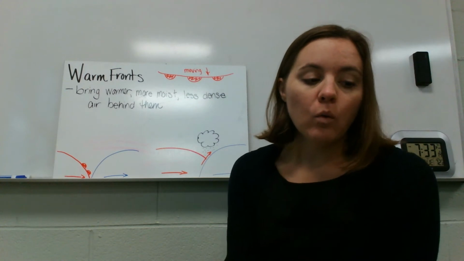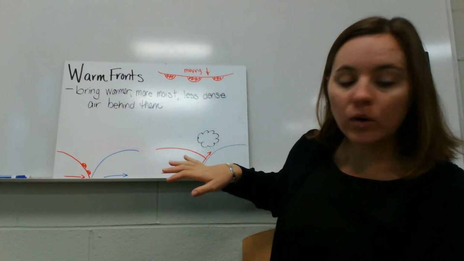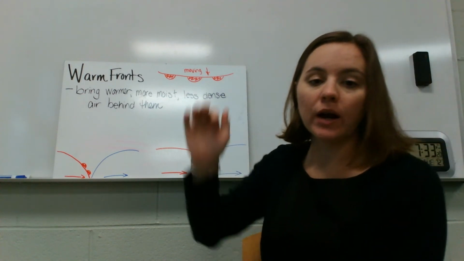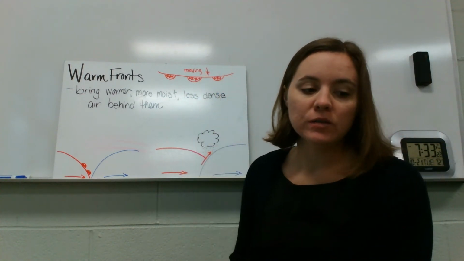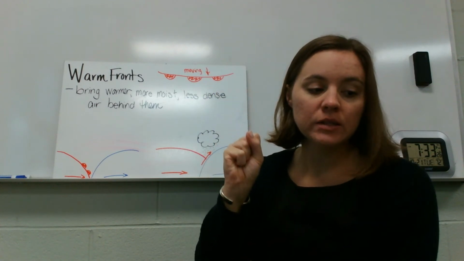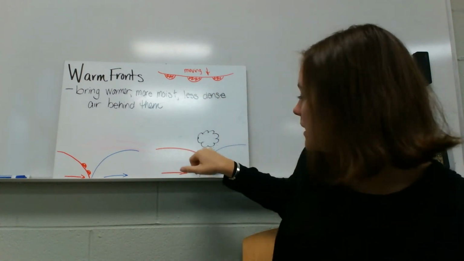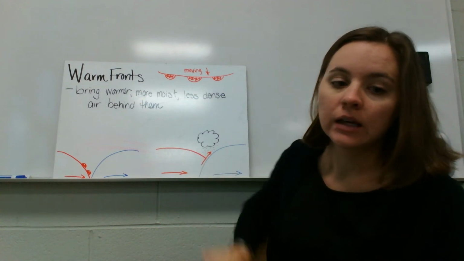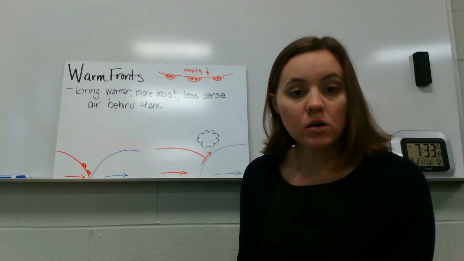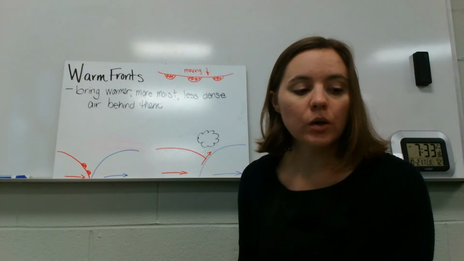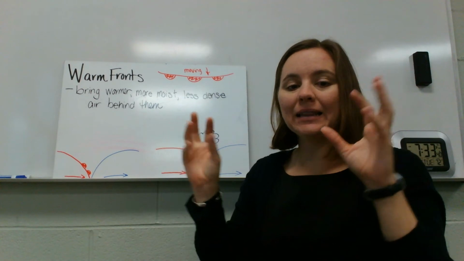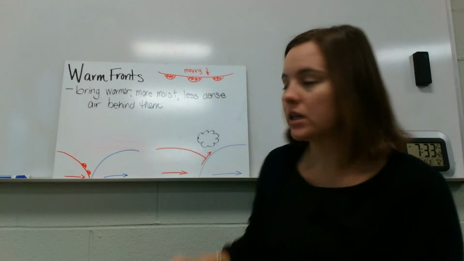So that warmer, more moist air is rising a little bit, and as it rises, it gets up higher in the atmosphere, it cools, the water vapor condenses and turns into clouds, and then those clouds release a little bit of rain. So it happens pretty slowly compared to a cold front, so we're going to get longer term but lighter precipitation.